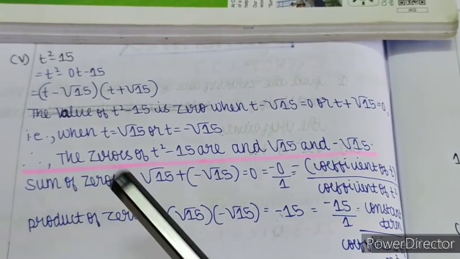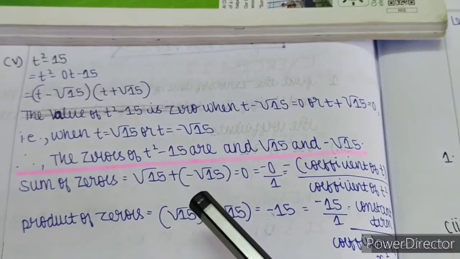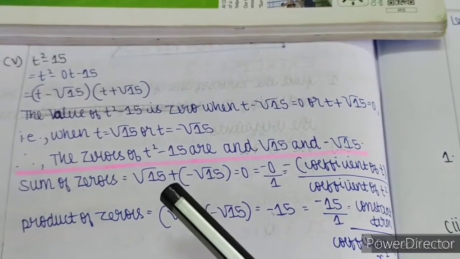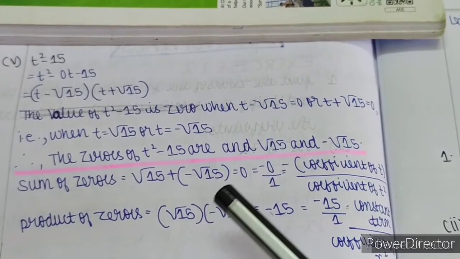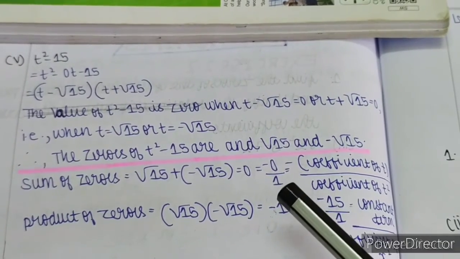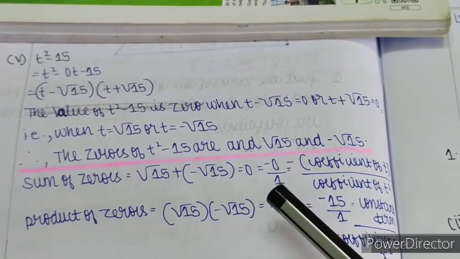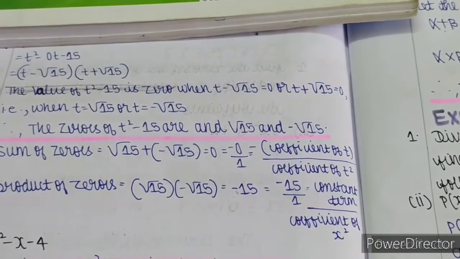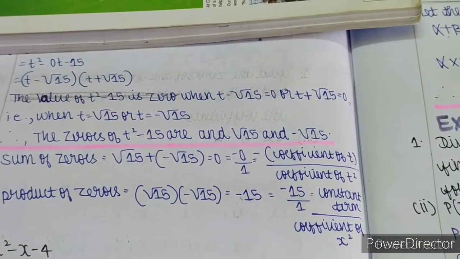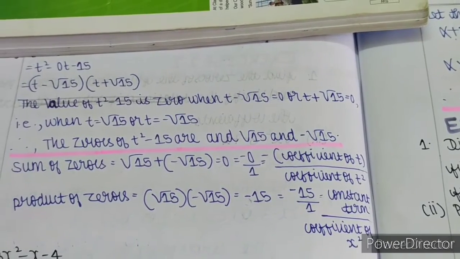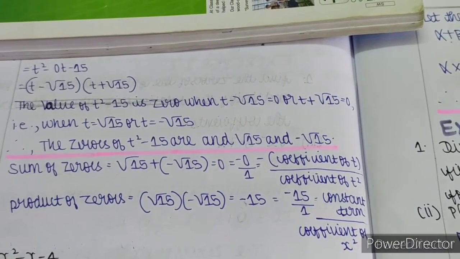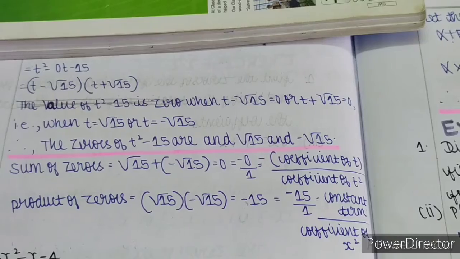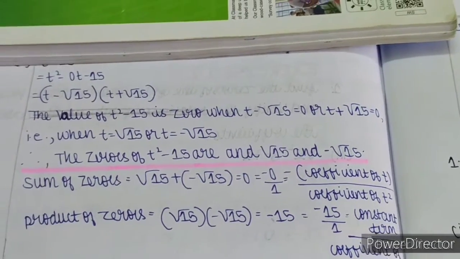So the sum of zeros, alpha plus beta, is root 15 plus (minus root 15), which is equal to 0, which is equal to minus b by a. Here it is minus 0 by 1. Here we have the coefficient of t square, the coefficient of t, and the constant term; in this case the variable is t square, but everything is the same. In short terms, we say it is minus b by a and c by a.